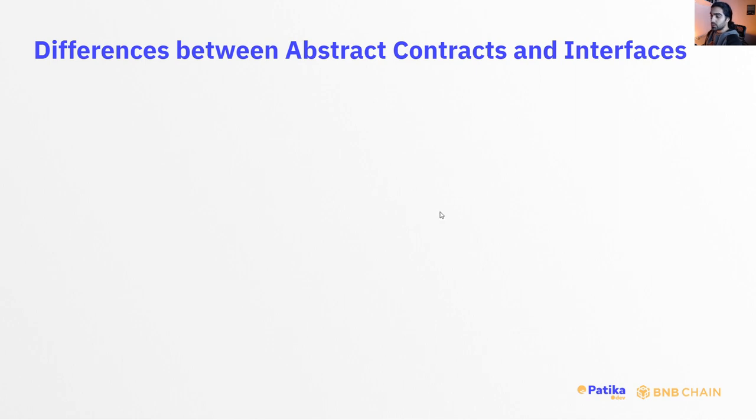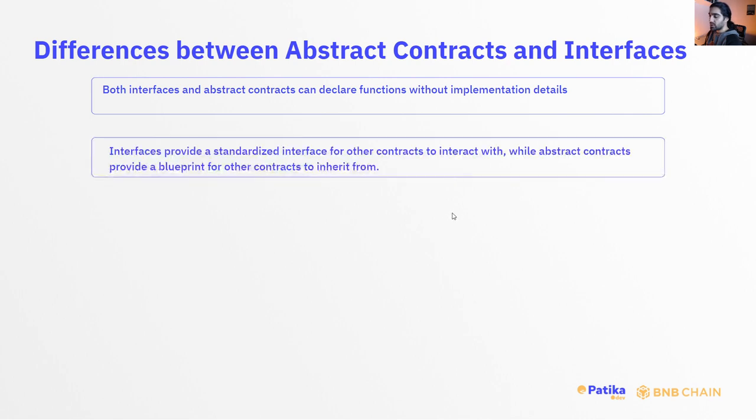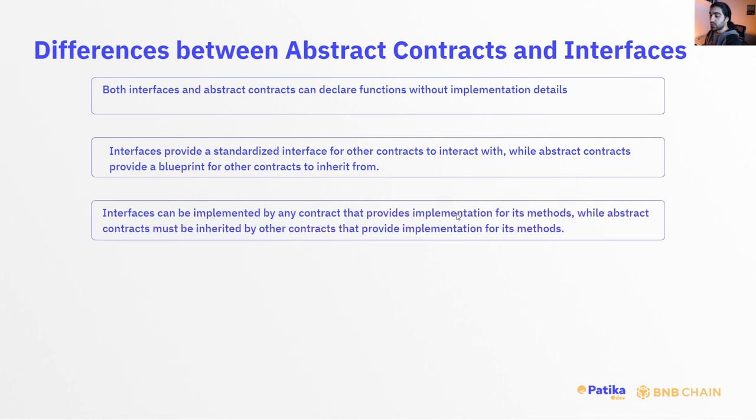So what are the differences between abstract contracts and interfaces? Both interfaces and abstract contracts can declare functions without implementation details. Interfaces provide a standardized interface for other contracts to interact with, while abstract contracts provide a blueprint for other contracts to inherit from. Interfaces can be implemented by any contract that provides implementation for its methods, while abstract contracts must be inherited by other contracts that provide implementation for its methods.